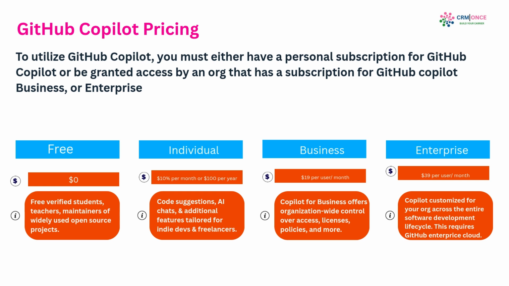GitHub Copilot pricing. Plan and price. Free, $0: verified students, teachers, and open source maintainers. Individual, $10 per month or $100 per year: code suggestions, AI chat, personalized features. Business, $19 per user per month: admin controls, team access, and policy management. Enterprise, $39 per user per month: enterprise-wide features with GitHub Enterprise Cloud.